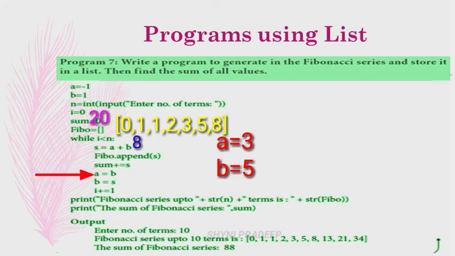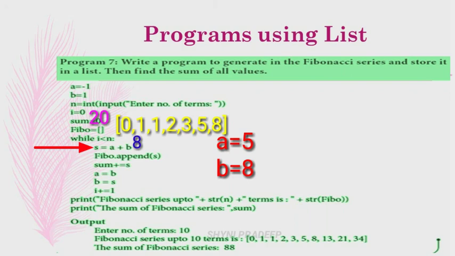And next, assign b value to a. So a becomes 5. And assign s value to b. So b becomes 8. And update the I value, I plus is equal to 1. So I becomes 7. So check the condition, 7 is less than 10. This condition is true. See the next line, S is equal to A plus B.